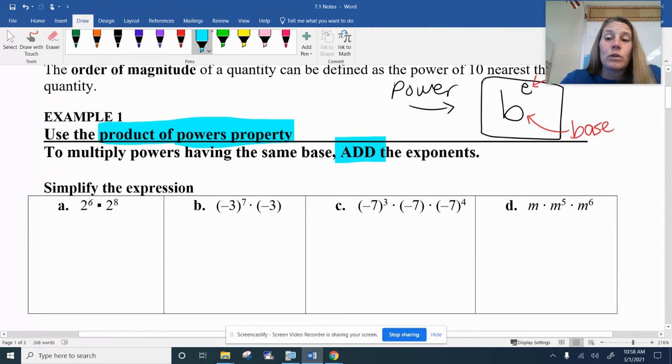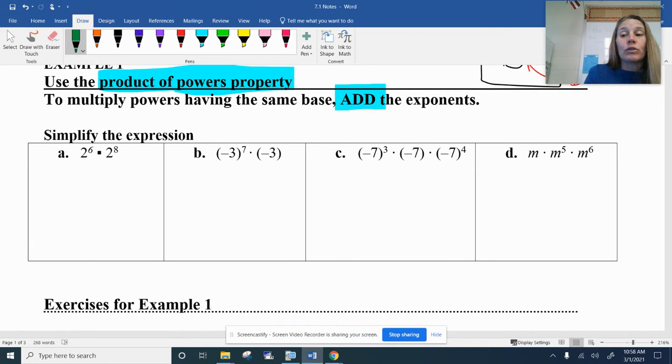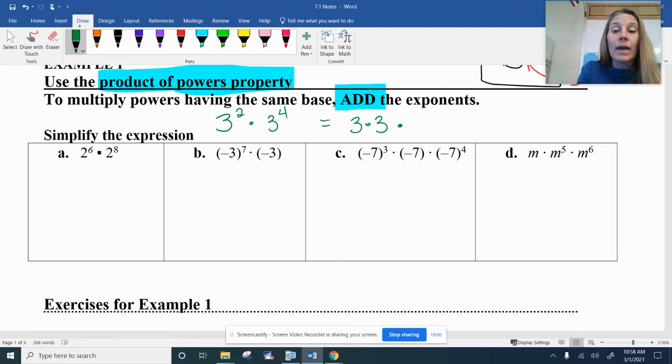And let me explain to you why that is. If we're simplifying this expression here, you have 2 to the 6th times 2 to the 8th. Well, before we do that, let's pick up another example. Let's say I'm going to do 3 to the 2nd power times 3 to the 4th. Well, what does that really mean? 3 to the 2nd power means that I have 3 times 3. That's what that is saying. 3 to the 2nd power is 3 times itself 2 times. And then I'm going to multiply that by 3 times itself 4 times.